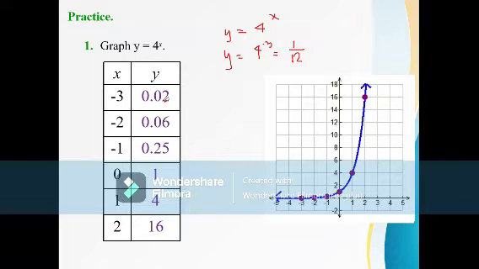Okay, again, you just simply express your answer in the hundredths place or at least 2 decimal places. Same is true with this one. If x is negative 2, our value of y is 0.06 or 6 hundredths. If x is negative 1, our value of y is 0.25. If x is 0, our y is 1. If x is 1, our y is 4. If x is 2, our value of y is 16.